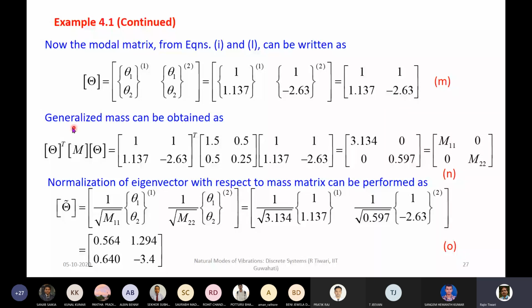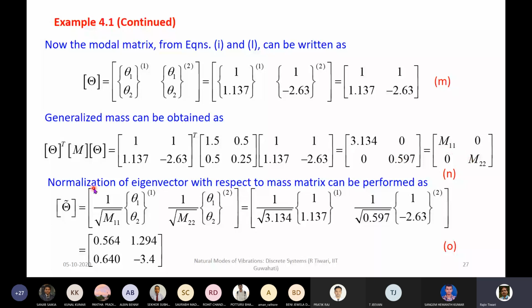If we see the previous things, if we post-multiply the mass matrix by this transformation matrix and pre-multiply by the transpose of this U matrix, and this is the mass matrix, if we multiply it we will get a diagonal matrix. I am representing this diagonal matrix as M11, M22. At present, because we have not normalized the eigenvectors with respect to the mass matrix, we are getting a diagonal matrix having some values.